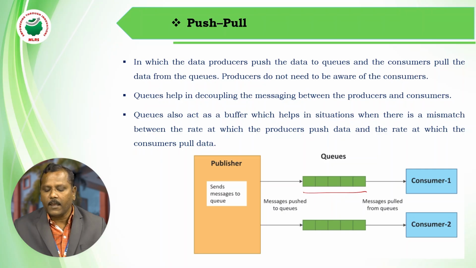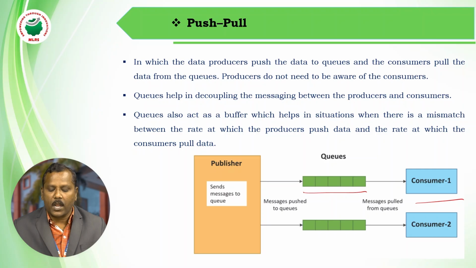Here queues help in decoupling the messages between the publishers and the consumers. Queues also act as a buffer, which helps in situations when there is a mismatch between the rate at which the producers push data and the rate at which the consumers pull the data. So the publisher will push data to the queues, then the consumer will pull the data from the queues. This is the meaning of push-pull.